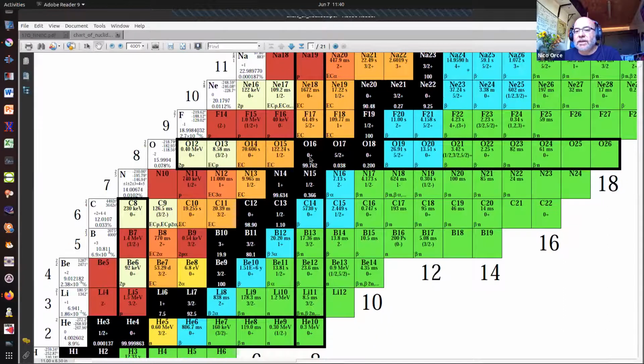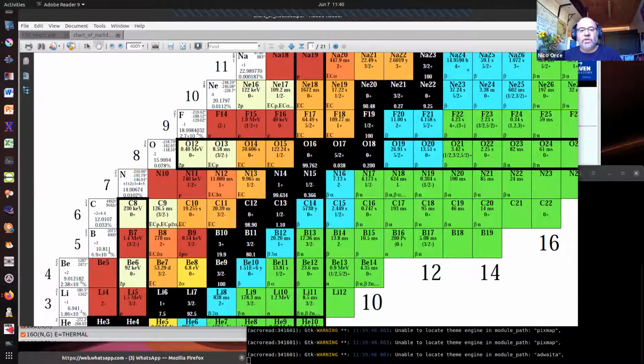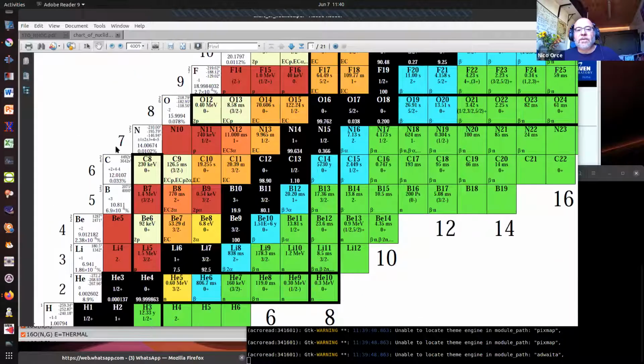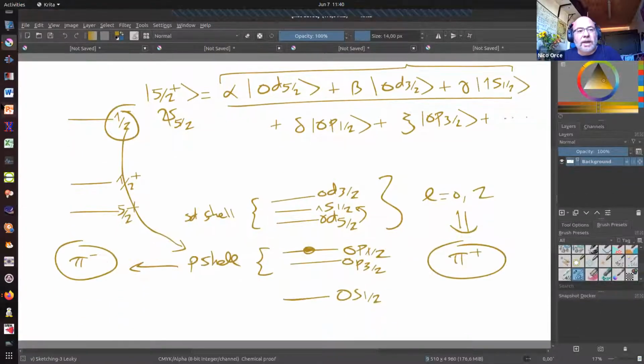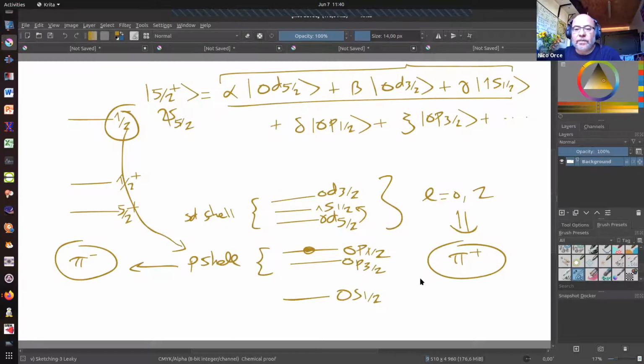Oxygen 16, 0 plus. So what happened with nitrogen 15? Let's see what happened with nitrogen 15. It tells us experimentally it is a 1/2 minus, right? The ground state. So nitrogen 15 has 7 protons, and as you can see, 8 neutrons. So the number 7 will characterize the 7th proton, and we are going to do it quickly. It will characterize the properties of nitrogen 15.